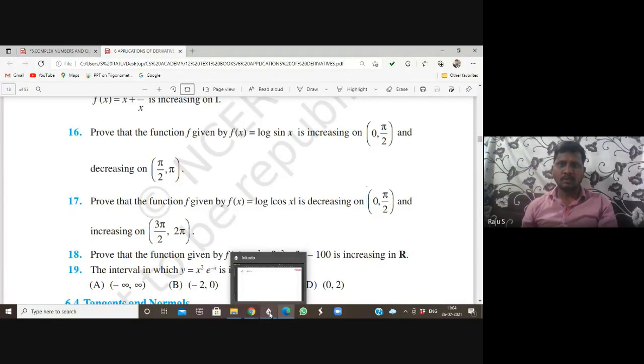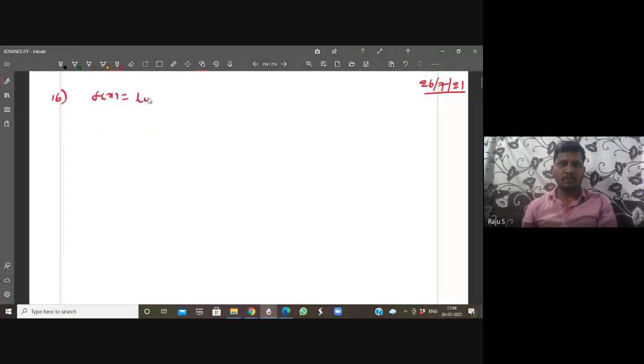Okay, so f of x is equal to log of sin x, right? First we have to find f dash of x. So f dash of x is equal to the derivative of log sin x. First the derivative of log x is 1 by x, that is 1 by sin x, then the derivative of sin x. The derivative of sin x will be cos x. So finally f dash of x is equal to cot x. Cos x by sin x is cot x.